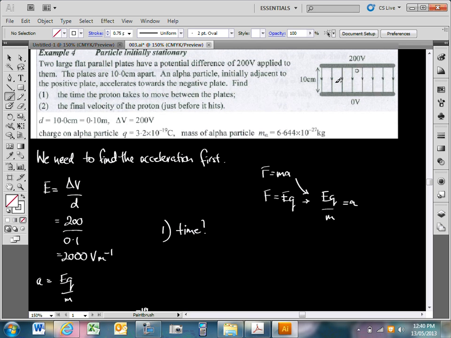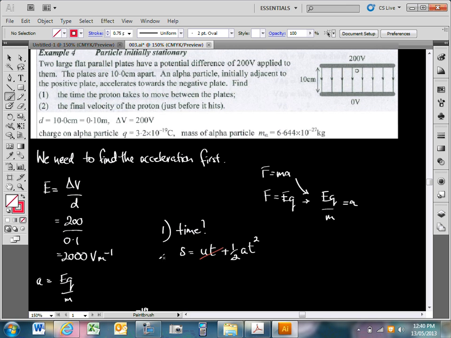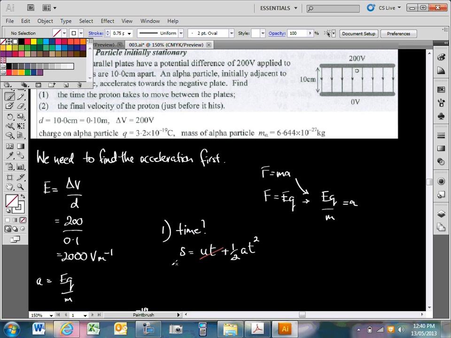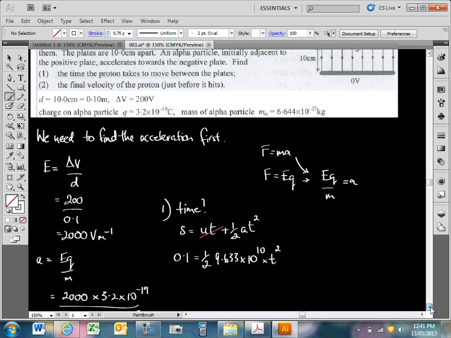Yeah, okay, so we know the distance s, or the displacement s, don't we? s equals the initial velocity multiplied by the time plus half of the acceleration multiplied by the time squared. ut, the initial velocity is 0, so I'll just cross that out. We're setting the initial velocity as 0. That leaves us with s is 0.1. It's got to traverse 0.1 meters, equals half the acceleration, which was 9.633 by 10 to the 10, times t squared.